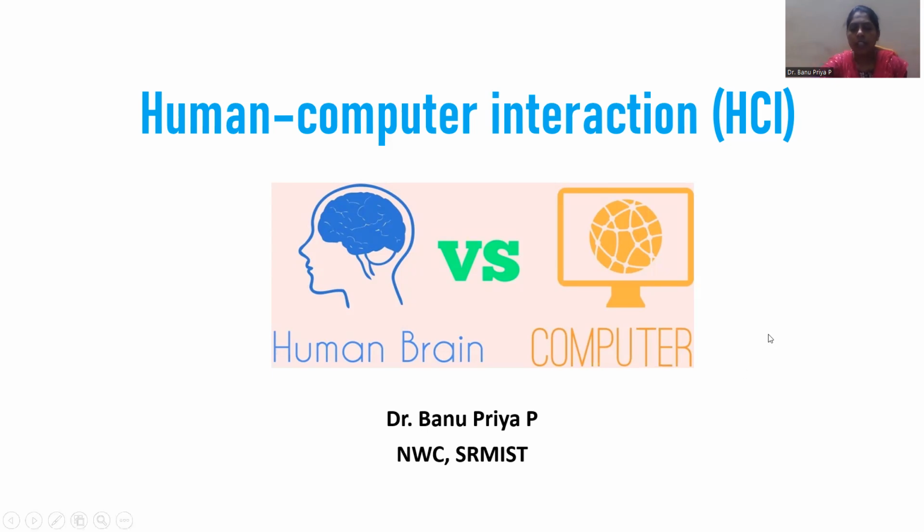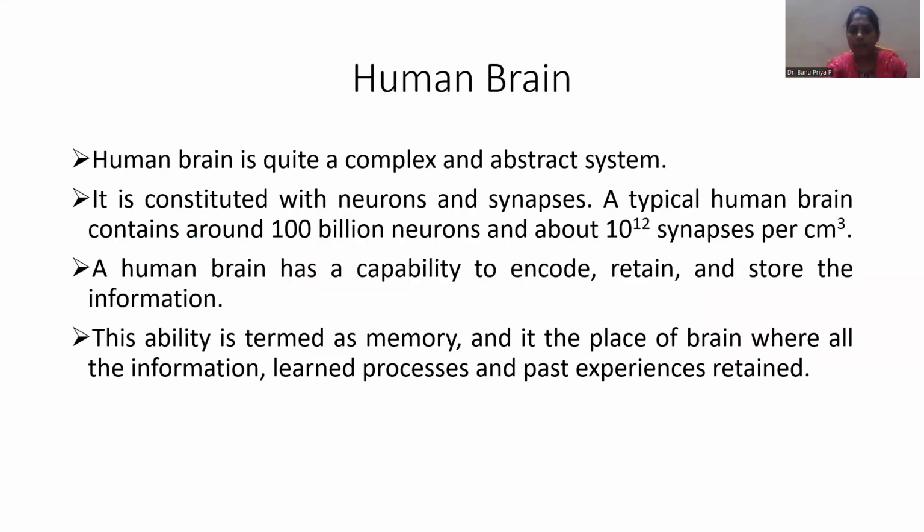So are the human brain and computer the same? Not at all. There are a few differences. However, we are able to compare them. When we look at the human brain, it is quite a complex and abstract system. There are about 100 billion neurons and 10 to the power 12 synapses per centimeter cube.